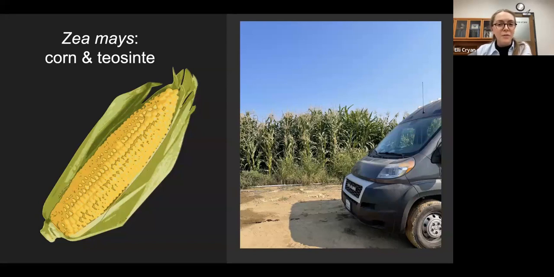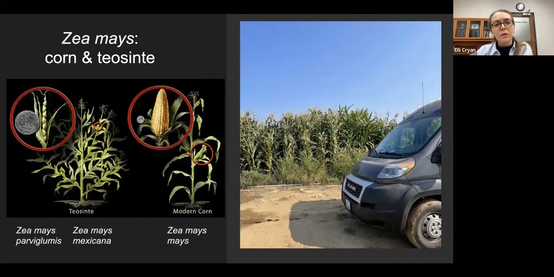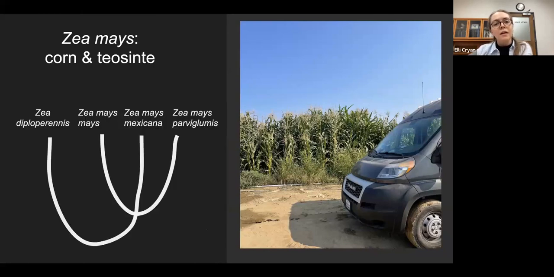So this is a field we planted out a few years ago. These are some hybrid teosinte maize plants that we collected tissue for. So what we know about maize is that the two main teosinte subspecies, parviglumis and mexicana, can pretty readily hybridize, and they can also pretty readily hybridize with modern maize.